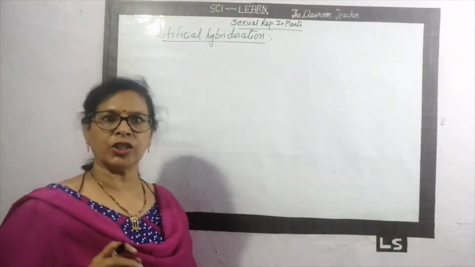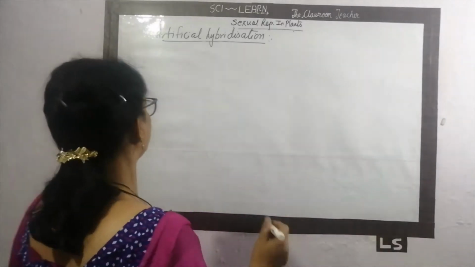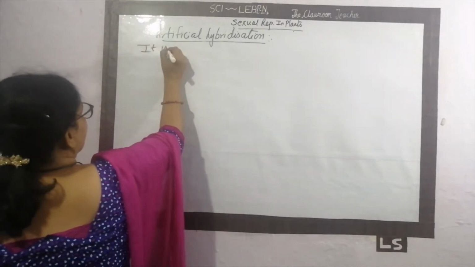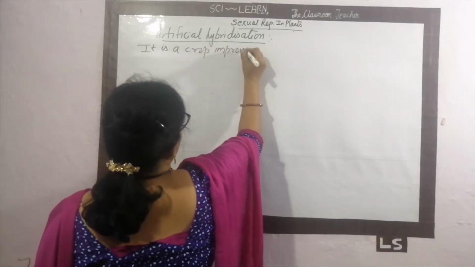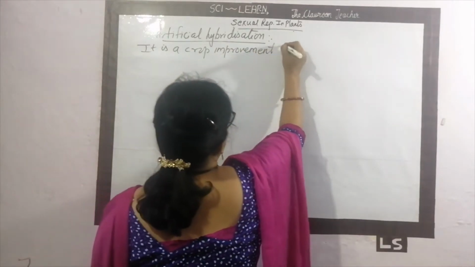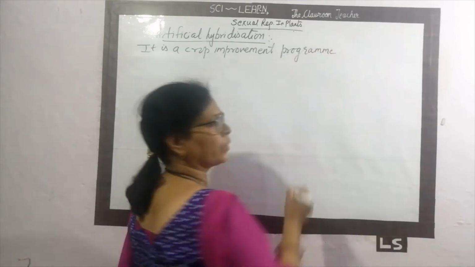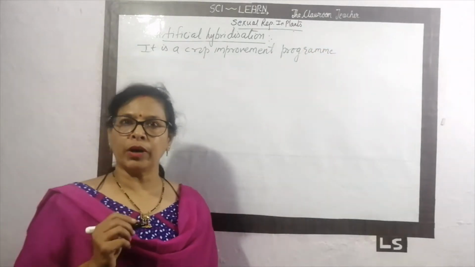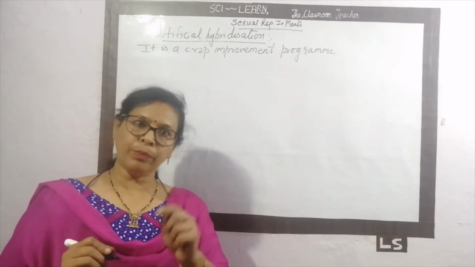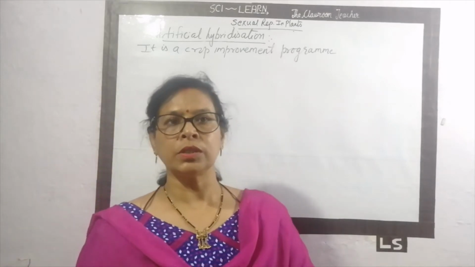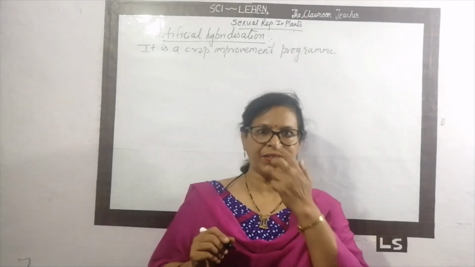Now, what is artificial hybridization? It is a crop improvement program. Why is it a crop improvement program, how is it one, and why is it important? This crop improvement program produces commercially superior crops with desired traits.